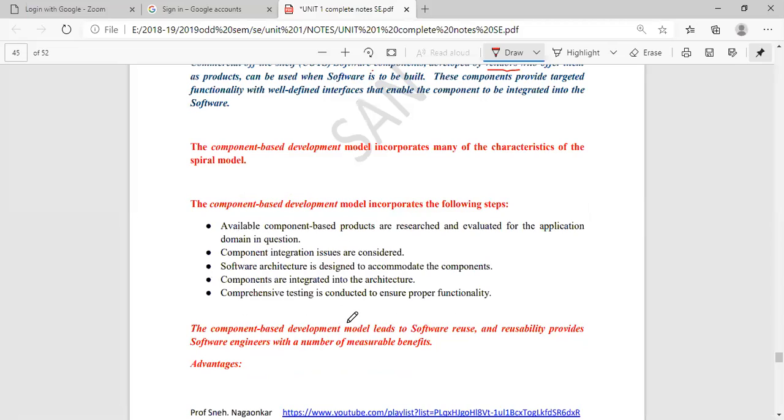So this is the model. There are certain steps. First, these companies do research in the market. They do a lot of research and collect a lot of information from different kinds of customers, and based on that they design those components. It means those components are highly quality assured, so there are chances that maximum software functions are included.